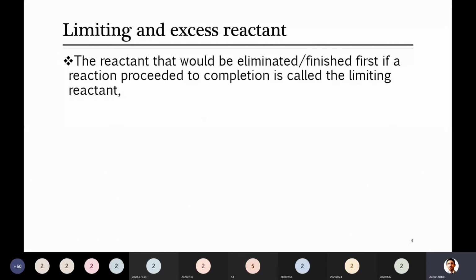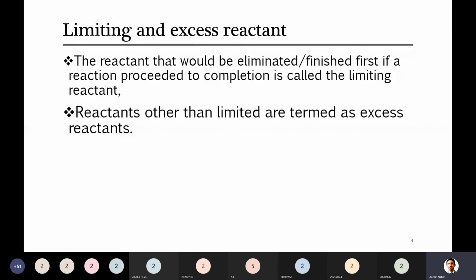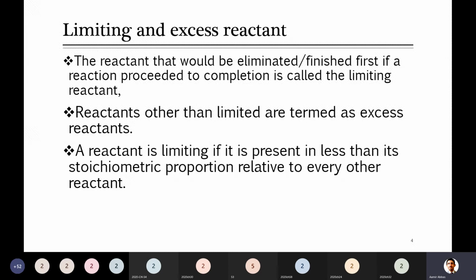Right, so here I think we finished somewhere in this slide. The reactant that will be eliminated or finished first is called a limiting reactant. You already know about this, I think you studied this in FSc, did you? Yes sir. The limiting reactant is something which is consumed earlier in the reaction. The other reactant which is not limited, maybe there is one or sometimes more than one, is called an excess reactant.